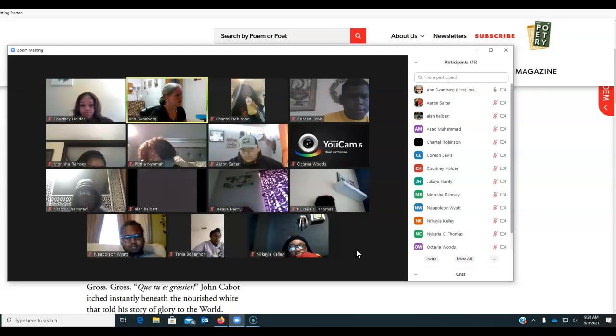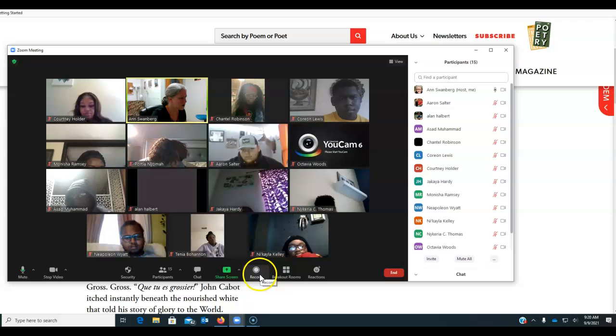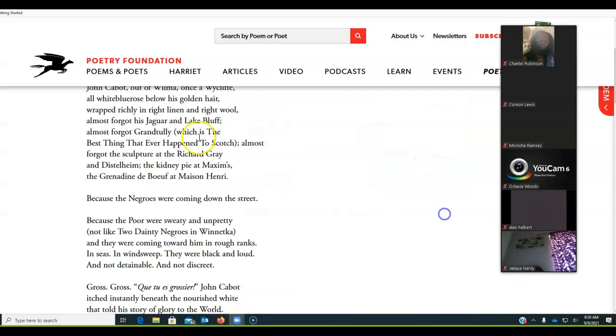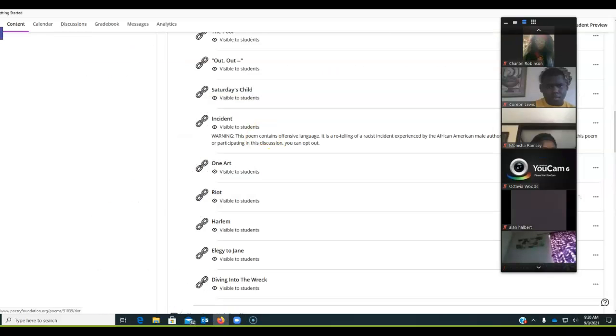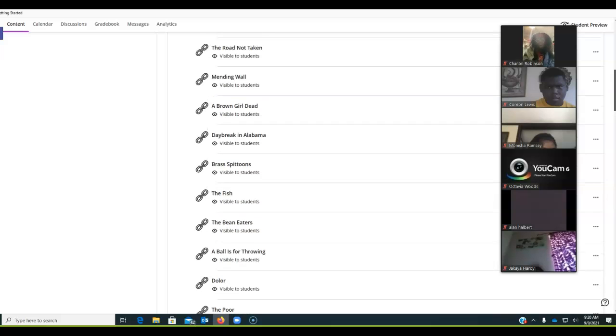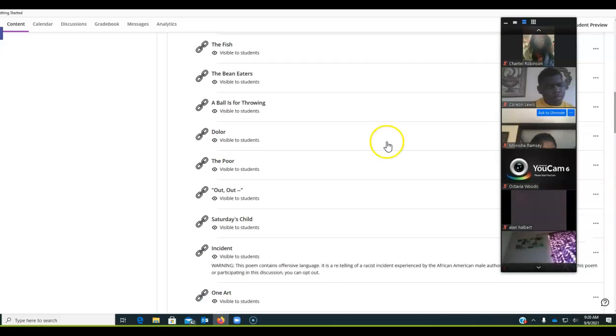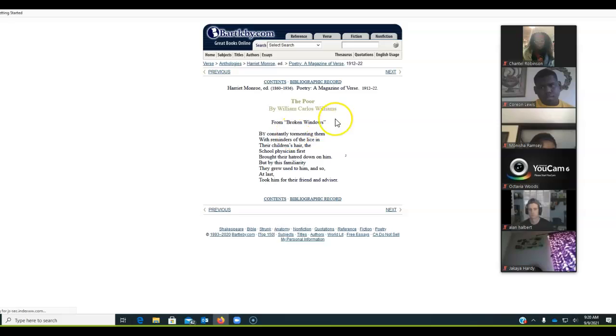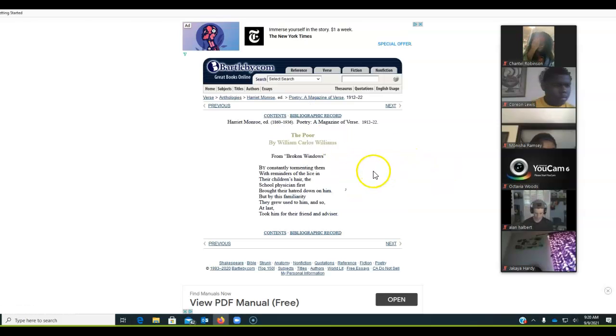It is dark. All right. Let's talk about the poor for a minute. Let's get there, because we had some people who didn't care for that or were confused by it, and then others who didn't understand it. This one's a simple one. This is by William Carlos Williams. That's Broken Windows.